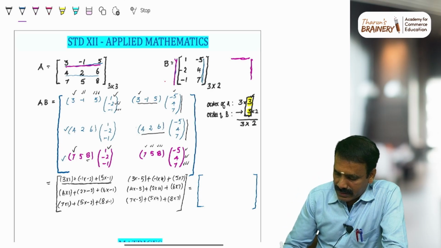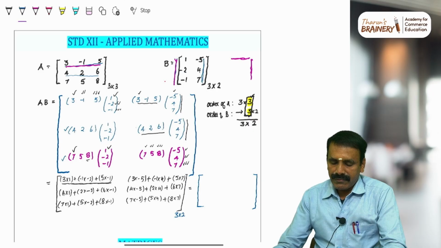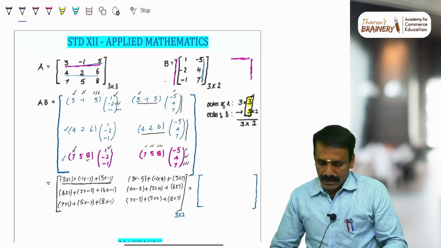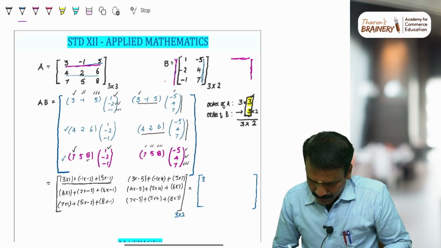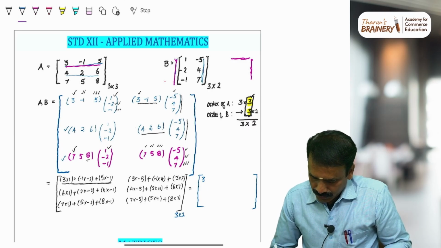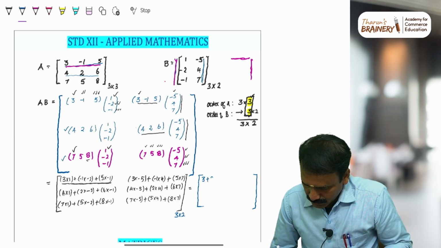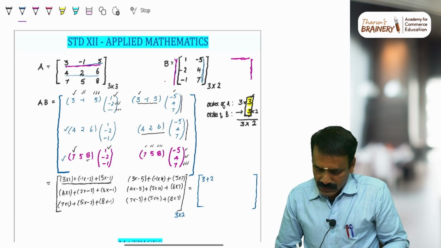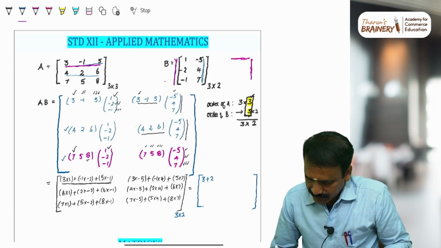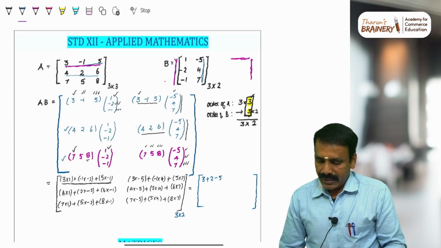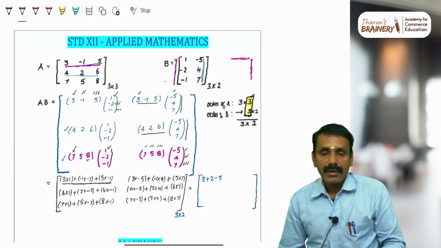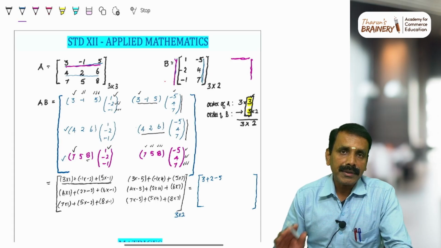And you can very well see that the order of the matrix is going to be 3 by 2. Okay. Now we have to simplify this. Is it clear? Now multiply 3 into 1, 3. Minus 1 into minus 2, so it is going to be plus 2. 5 into minus 1, minus 5. So these 3 elements correspond to a single element. 3 plus 2 minus 5 is going to be the first row, first column element.